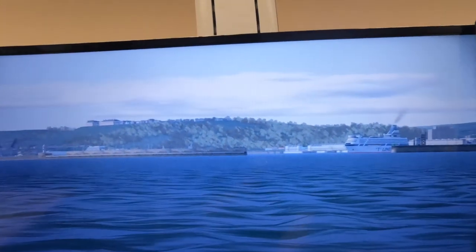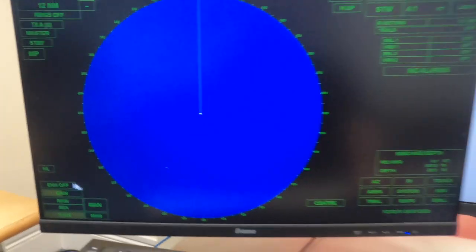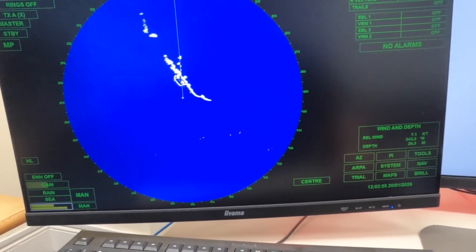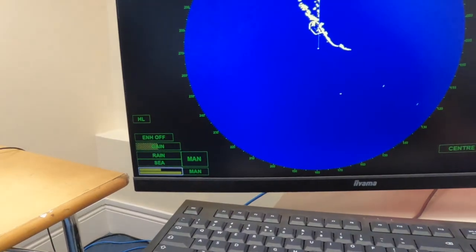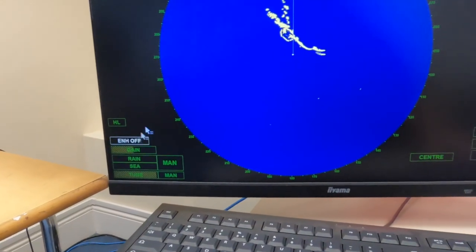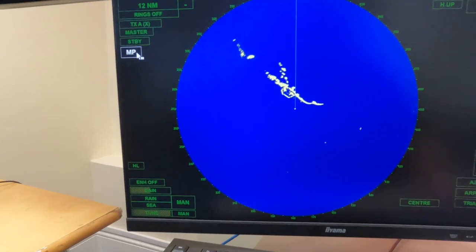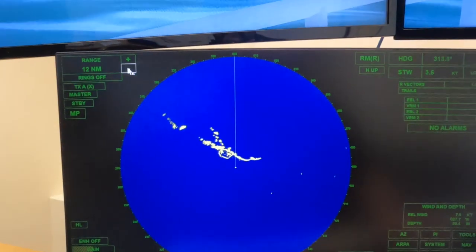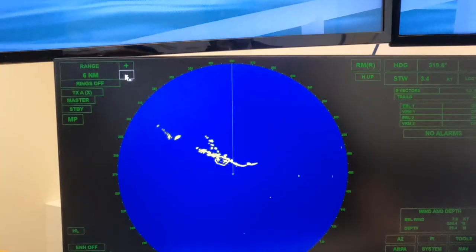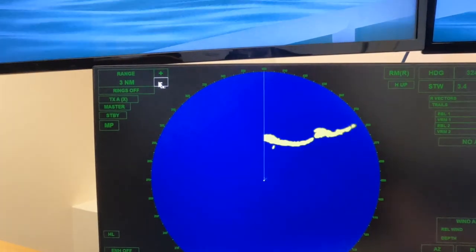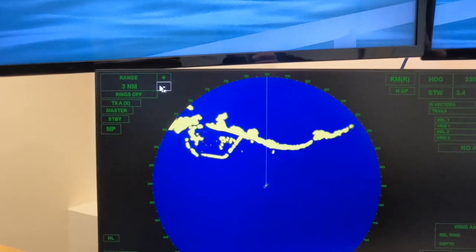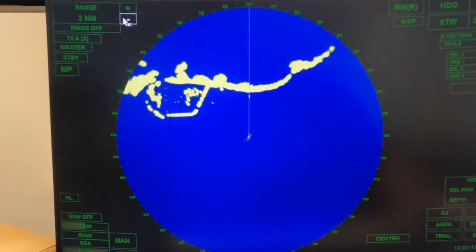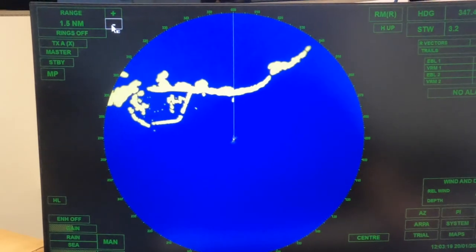Okay, got the radar on. Just put it on transmit. We've already talked about tuning it up, so we tune it up on 12 miles. There we go. Tune. Bottom line is at its maximum. I'm quite happy with the gain and the sea clutter and the rain as well. So we're going to go back to a workable distance. We're going to go to 3 miles, and then pop her on to north up. So the screen is stabilised.